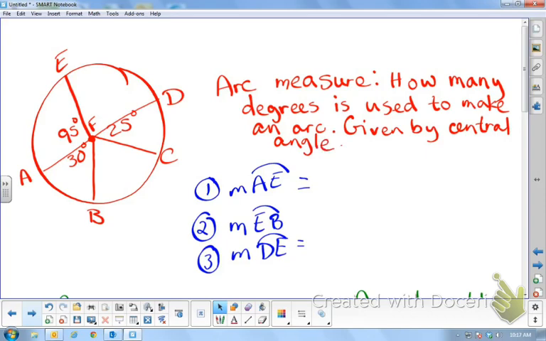So I asked first about the measure of arc AE. So I want to know about this arc starting at A, going to E. We assume the shortest distance unless I use 3 letters. Arc AE. What angle do you think goes with arc AE? 95. 95 goes with arc AE because the lines used to make up 95 are what also make up that arc. So the measure of arc AE just matches the measure of that central angle. Measure of arc AE is 95 degrees. The central angle that goes with the arc, they're the same measurement.